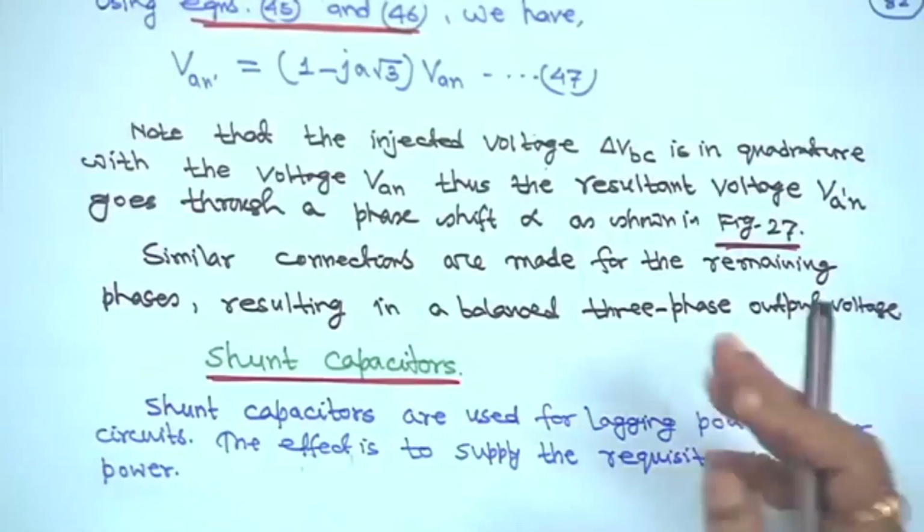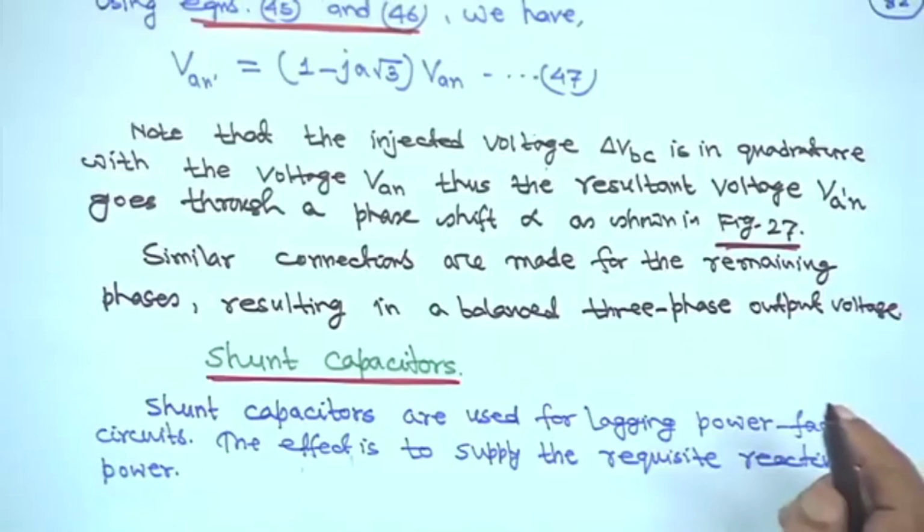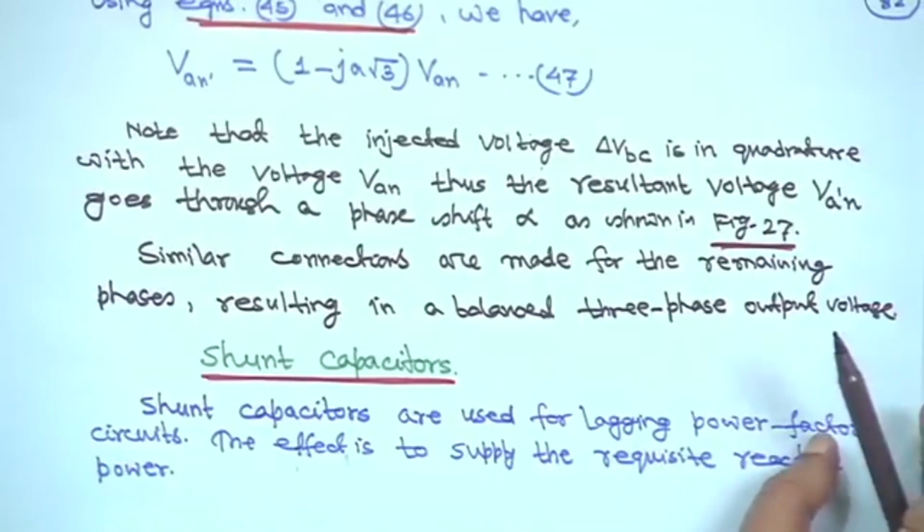Similar connections are made for the remaining phases also, because it is a 3 phase balanced system. So, you have to make the same connection for the other 2 phases, B and C, resulting in a balanced 3 phase output voltage.